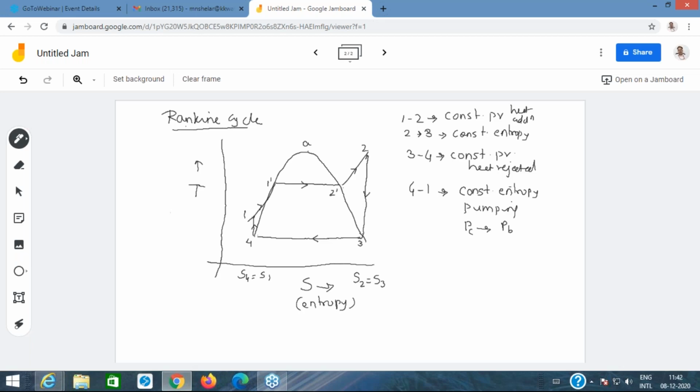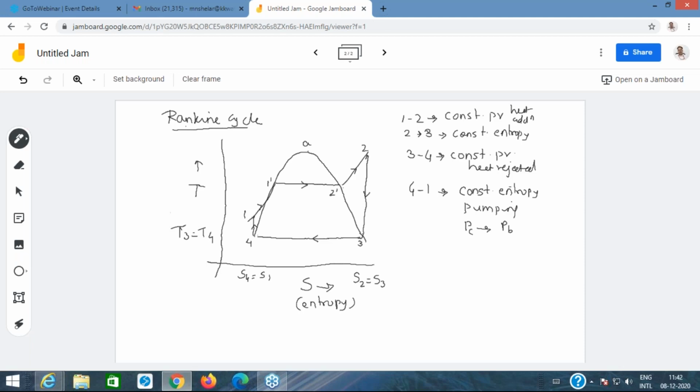Now the steam which is from the turbine gets into the condenser. In the condenser, heat is rejected, so the entropy will decrease from S3 to S4. Entropy decreases from S3 to S4, and because it is a phase change, the temperature will remain constant. So that is why it is shown as a horizontal line on a temperature entropy diagram, because the temperature at 3 is equal to temperature at 4 because it is a phase change process.